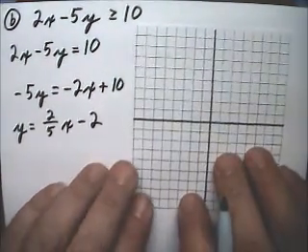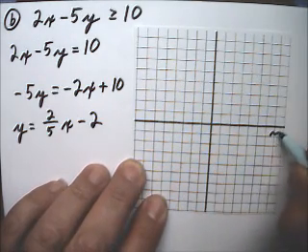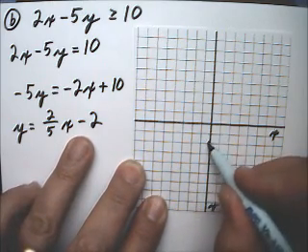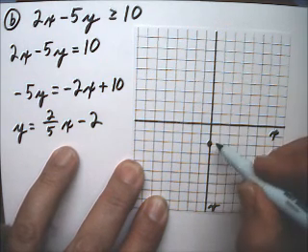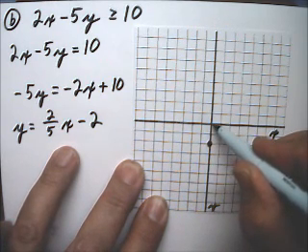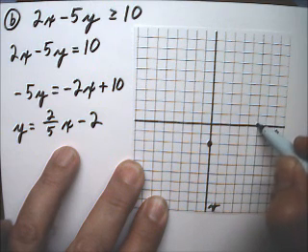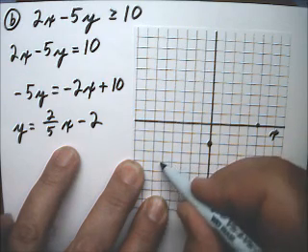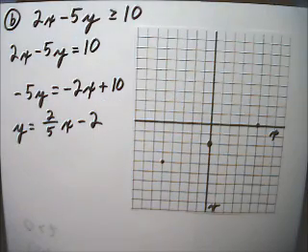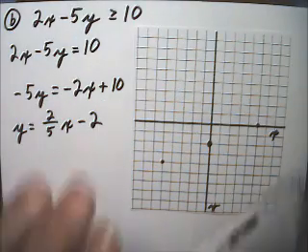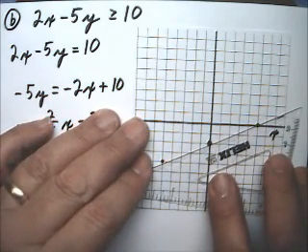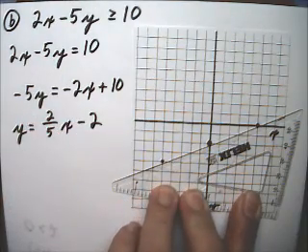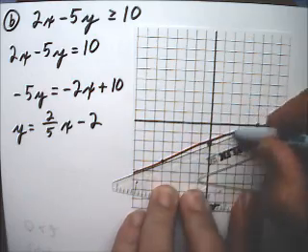So now we're going to graph this boundary line, and the y-intercept is -2. And the slope is 2/5, so it goes up 2 and to the right 5. And I could also do down 2 and to the left 5. So that's the line. And it's greater than or equal to, so this will be a solid line. That indicates that the line is part of the solution.